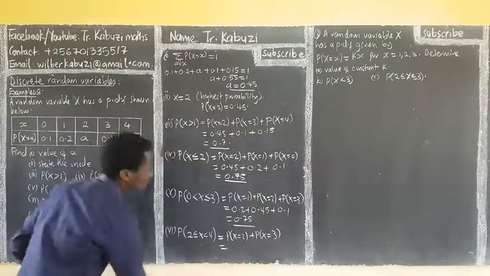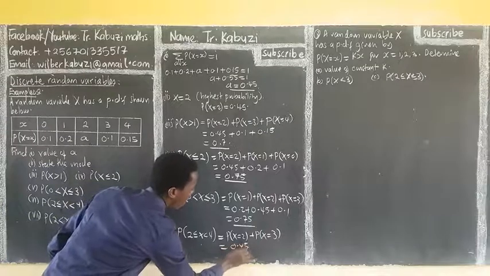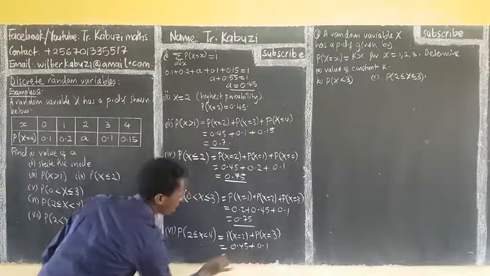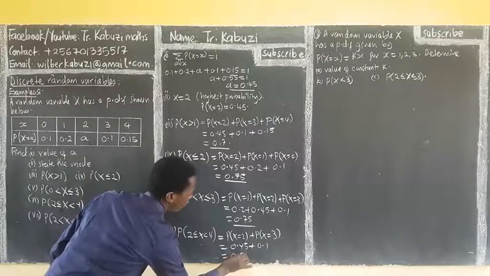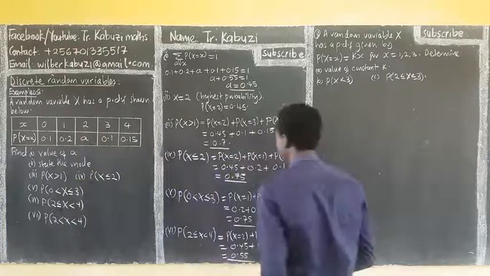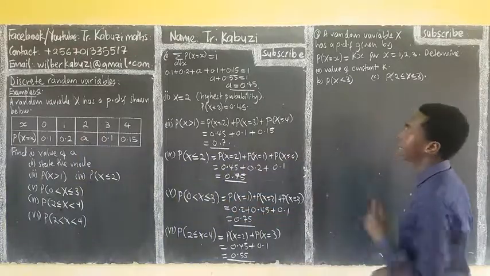Substitute them. 0.45 plus when x is 3, 0.1. And this will give you 0.55. As simple as that. So you can add, I think, the last part.